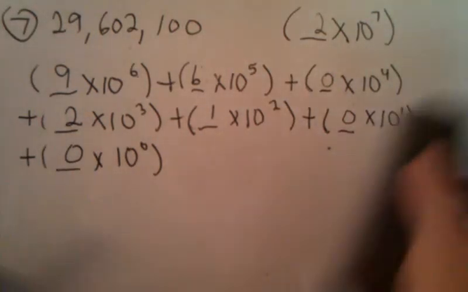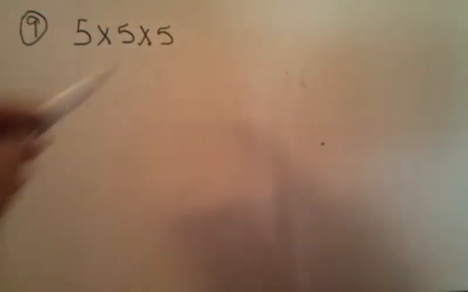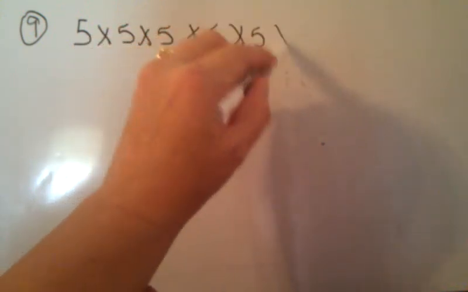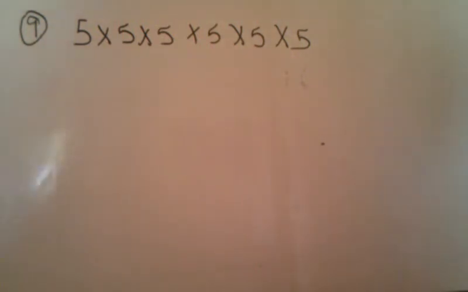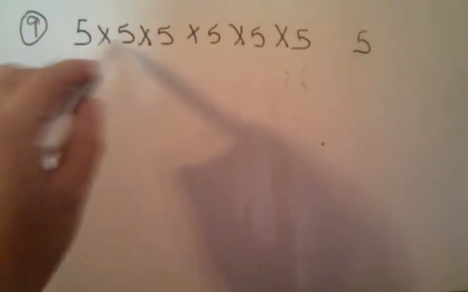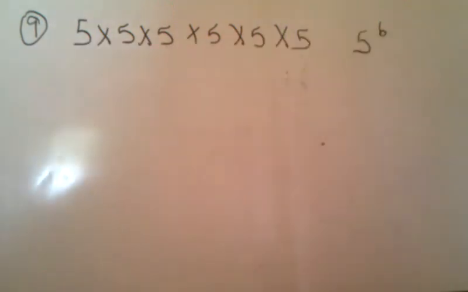Alright, let's look at number 9. Number 9 says to match the following terms. I'm not going to do all this with you, but I'm going to do the first one. I have 5 times 5 times 5 times 5 times 5 times 5. Now, how would I write that as an exponent? Stop the tape and write that as an exponent. Alright. Here we go. Well, first of all, I know it's 5, obviously. What power is it going to be? Well, let's count them. 1, 2, 3, 4, 5, 6. So my exponent is a 6 because there are 6 of them.